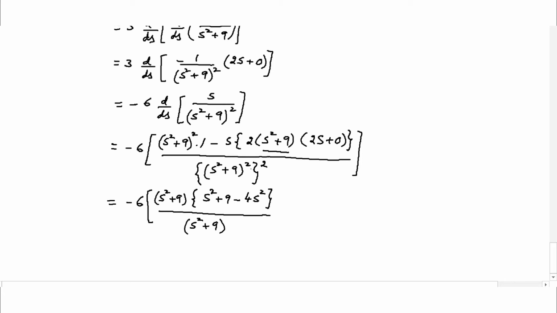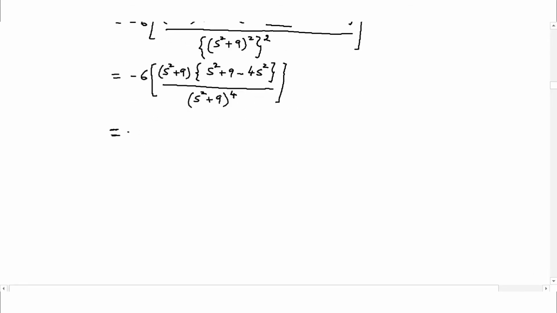It is whole power of, so square of square. So 2 times of 2 will become power 4. Now if you try to observe, you can cancel out this s square plus 9 once and s square plus 9 once. So in the denominator you will be left out with s square plus 9 whole cube. That is equal to minus 6 times of, you will be left out with 9 minus 4s square plus s square, which will be minus of 3s square, divided by s square plus 9 to the power of 3. Because one s square plus 9 has been cancelled out, therefore you are left out with s square plus 9 whole cube. That's the required solution.